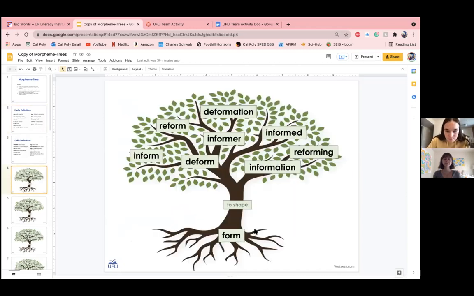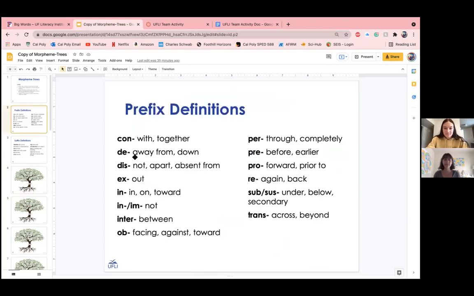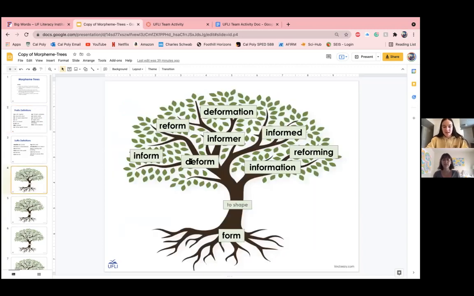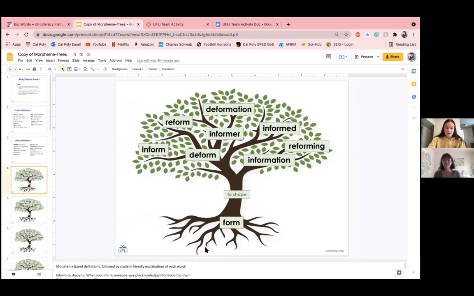So let's see. The first word we'll look at is deform. So form means to shape. Do you remember what de means? We can look back at it. Away from or down. So when we go back, deform, what do you think that word means? De means away from and form means to shape. So maybe it's like a different shape. Yeah, that is a good answer.